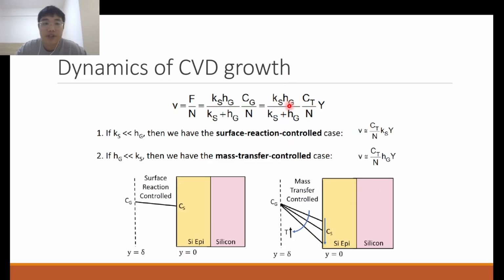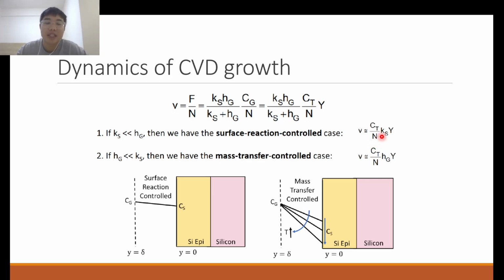If we look at this equation here, what happens if your Ks, your surface reaction rate constant, is much smaller than, let's say, your mass transport coefficient? Then we realize that the term below can be approximated to simply Hg, which cancels with the Hg above, such that only Ks remains. So in this case, it can be approximated to vary only with respect to your surface reaction rate constant. So you can call this a surface reaction control case.